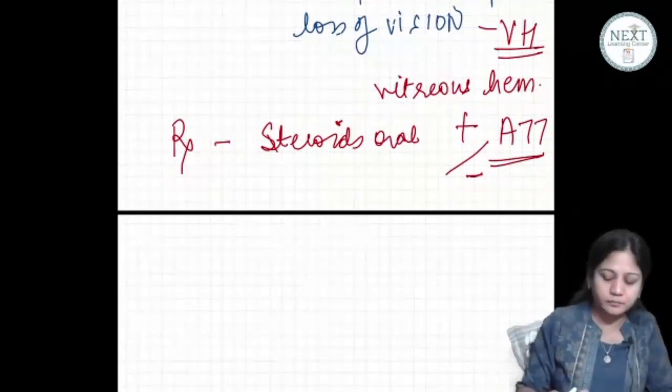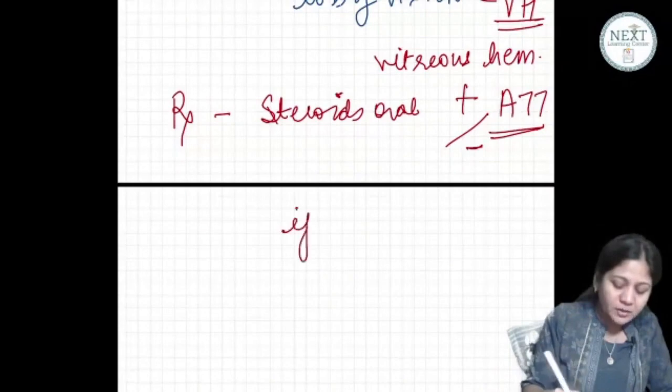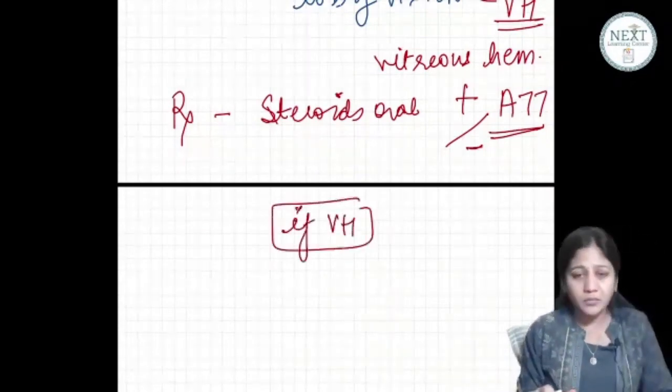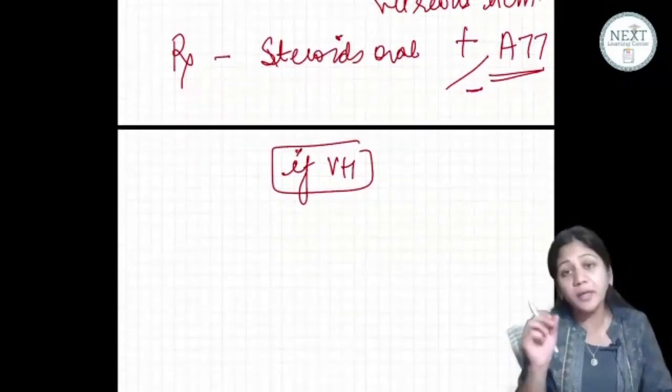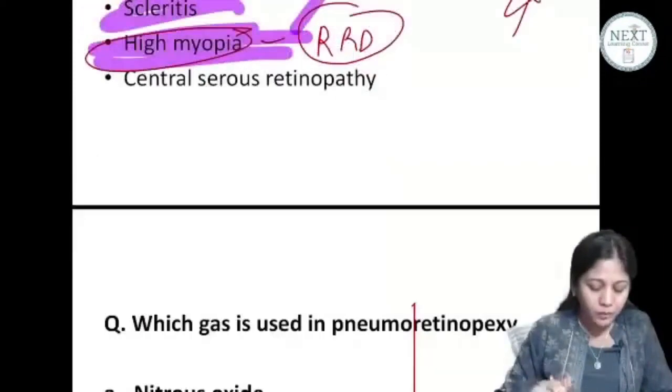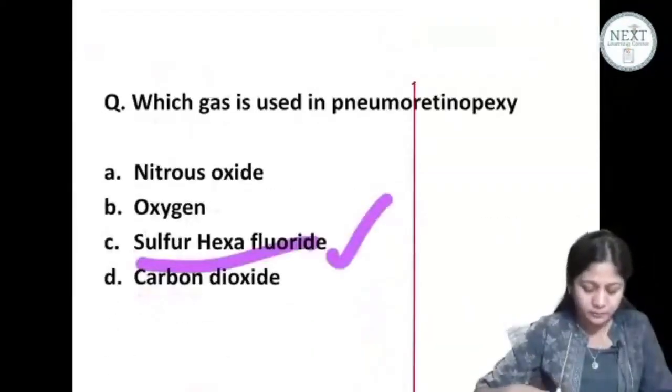Now, suppose the patient has a vitreous hemorrhage. How will you treat him? If there is a vitreous hemorrhage, how will you treat him? Now look at this figure and try to solve on your own. Try to think on your own.